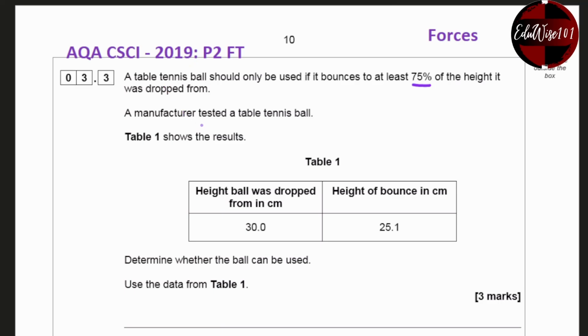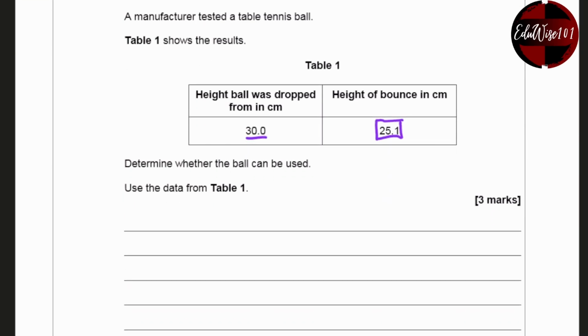A table tennis ball should only be used if it bounces at least 75% of the height it was dropped from. A manufacturer tested a table tennis ball. Table 1 shows the results. The height it was dropped from is 30 centimeters. The height of bounce is 25.1 centimeters. Determine whether the ball can be used. If the 25.1 centimeters that they observed is at least 75% of this 30 centimeters, then they can use it. So let's first find what is 75% of 30 centimeters. How do you find that?